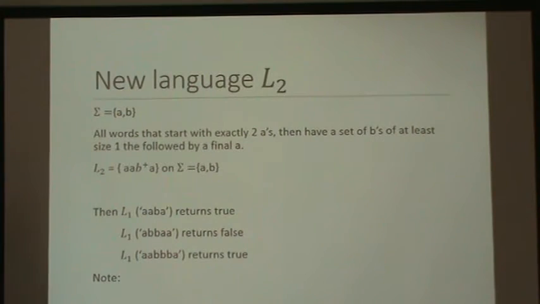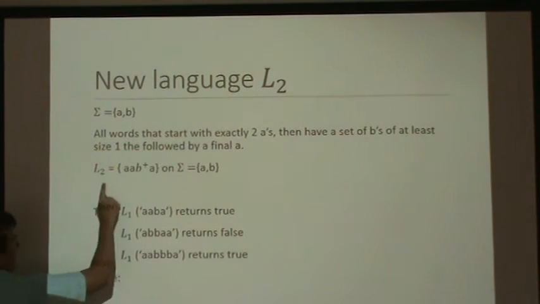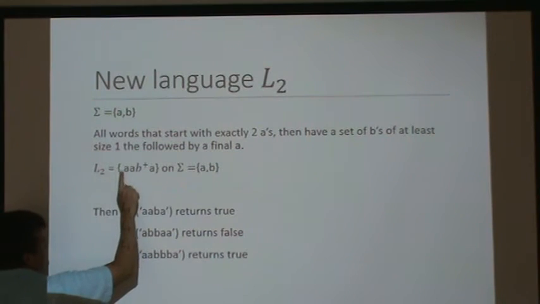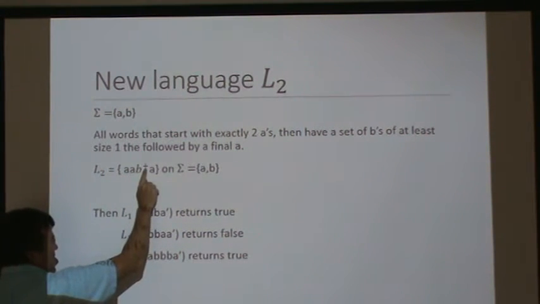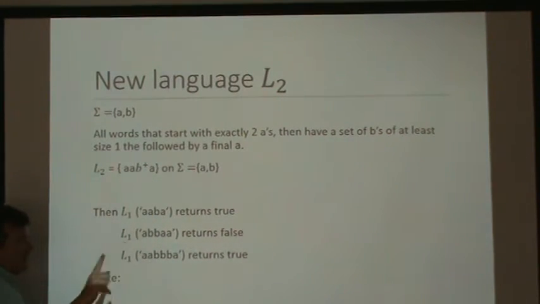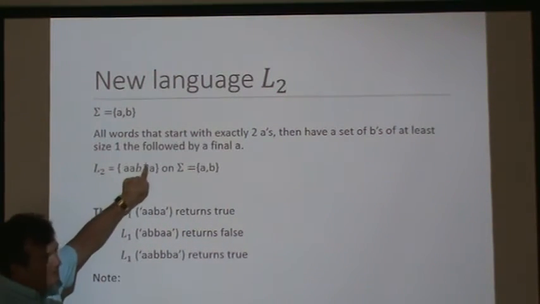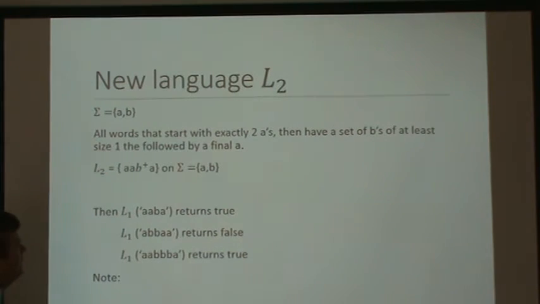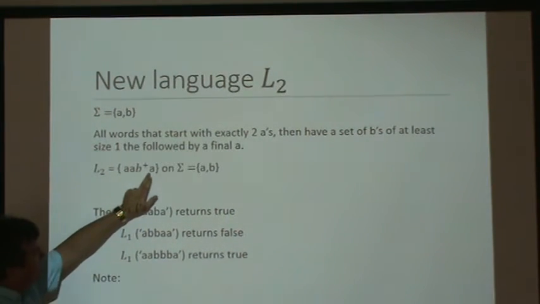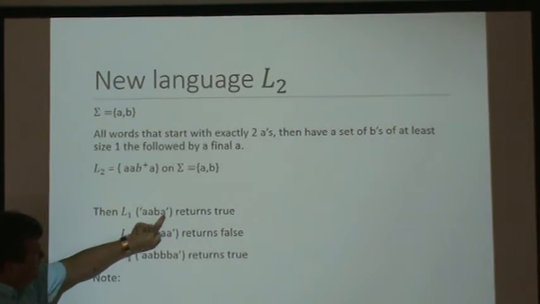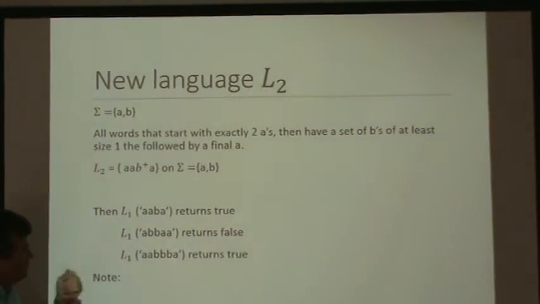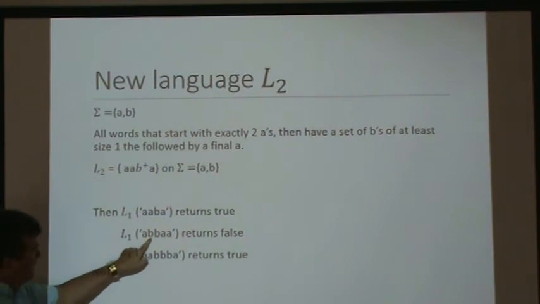So we could write out a grammar if we wanted to, but we could also depict it like this, just saying language 2 is equal to AA followed by B, and we raise it to an exponent, and the plus sign means that there's at least one. If there was a star here, it would mean it could be 0 or more. This means 1 or more, and then followed by an A. So for example, the word AABA should be true. That's one of the words in our language.